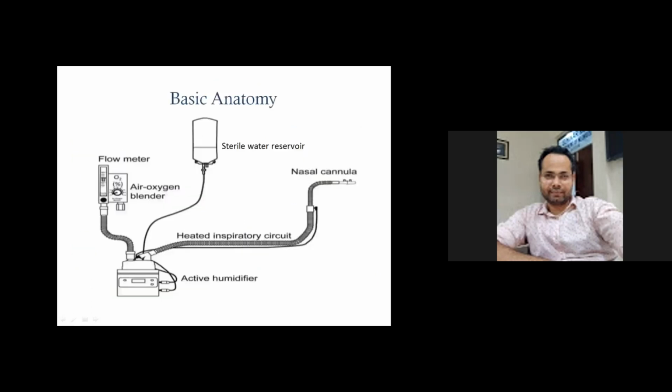So the basic anatomy is there is a flow meter or flow generator device, and there should be an air and oxygen blender source, which is connected to the humidifier, which is filled with a sterile water reservoir, and this in turn is connected to the heated inspiratory circuit, which is attached to the nasal cannula of the high flow device.